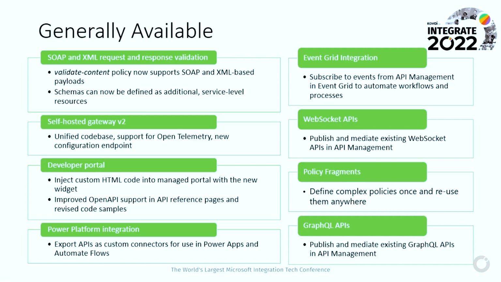We also have GA support for managing both WebSocket and GraphQL type APIs. So this is existing GraphQL services that you want to expose to your consumers. Essentially, you can import them into API management as APIs. You can apply all the great management features that you know and love and expose them to your consumers. And this works towards our mission to provide support for all API types for a full API platform.